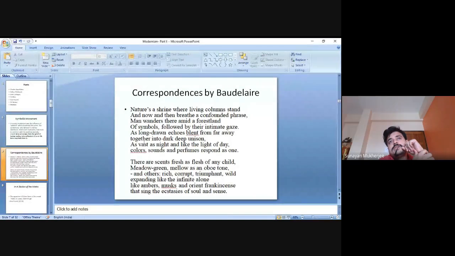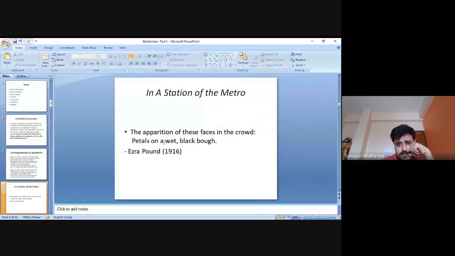So all these images, all this incense, all these wonders of the world, they talk about the ecstasies of soul and sense, ecstasy, the joy. So you have to feel the joy all around you. And this world of symbols, if you see the world through these symbols, you can feel the joy all around. So see this poem by Ezra Pound.